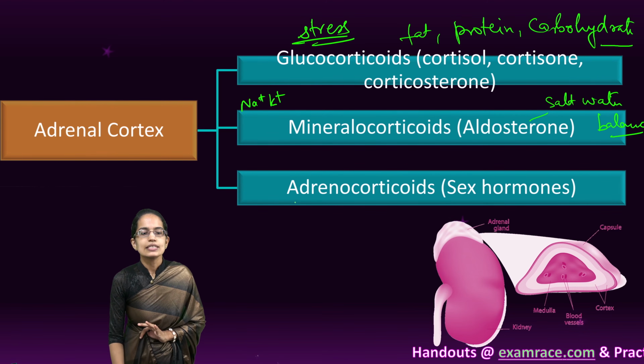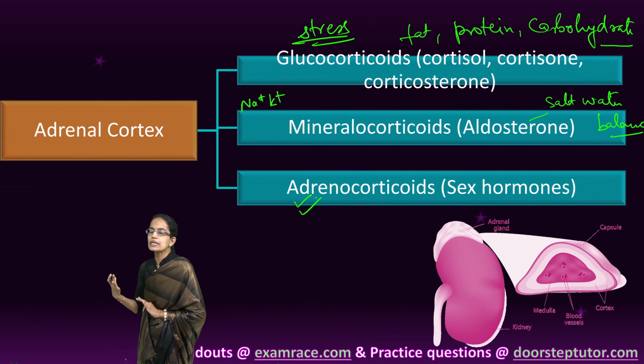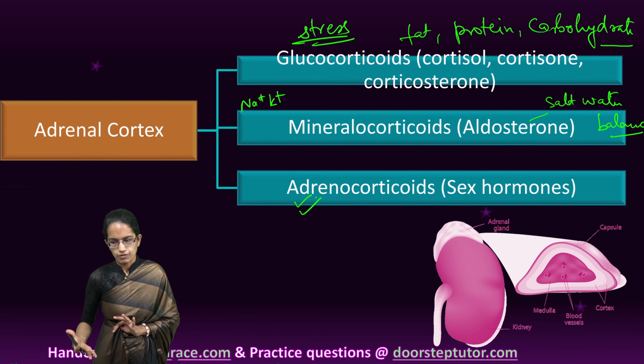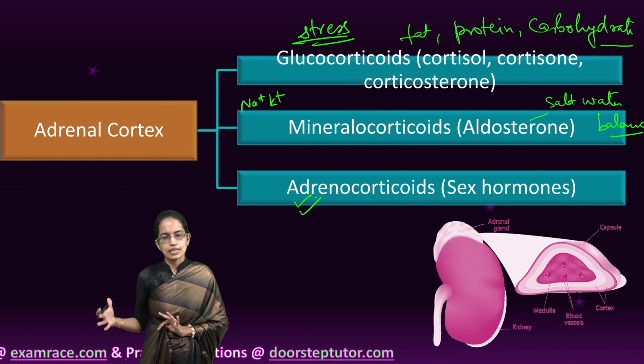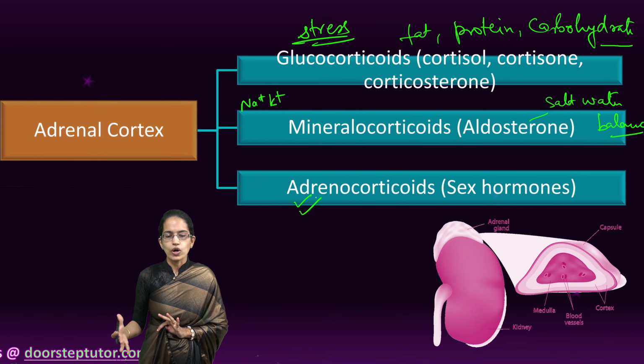The next is Adrenocorticoids. Now, these stimulate the development and maturation of reproductive organs in males as well as in females. So, in males we have broad shoulders, deep voice, mustache.